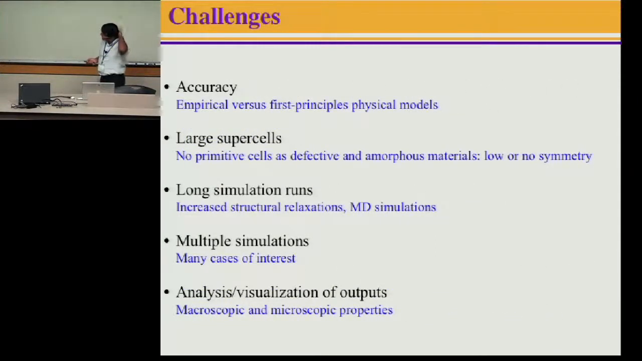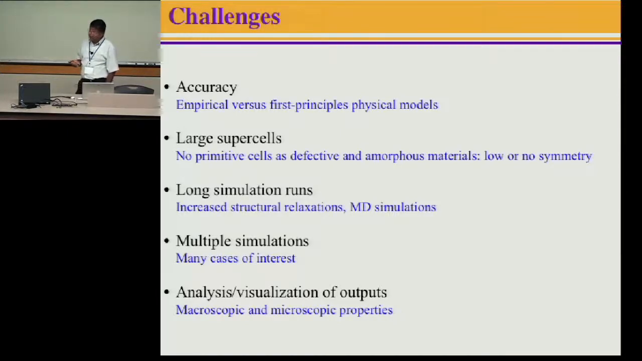So computational study is certainly important, but there are a lot of challenges associated with this. Because of these challenges, I think I can still say that computational study of earth materials is in a very beginning stage. The first thing is accuracy. One important issue is always empirical versus first principle physical models. Empirical models are based on experimental results, so you just have a parametric model fitted to available experimental data, whereas first principle physical models are defined in terms of atoms and electrons.